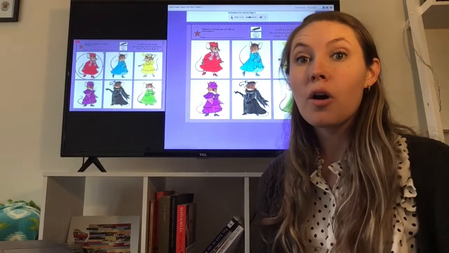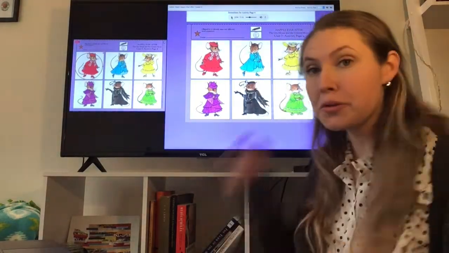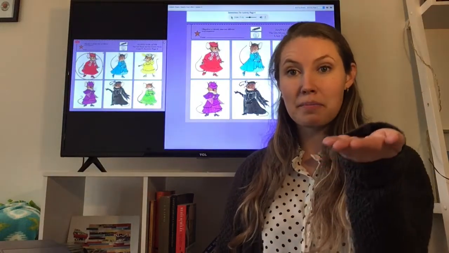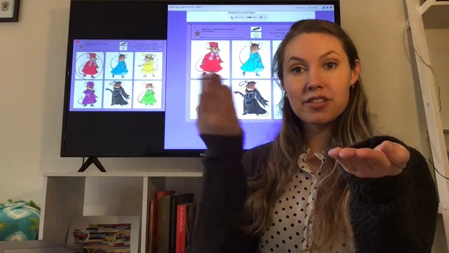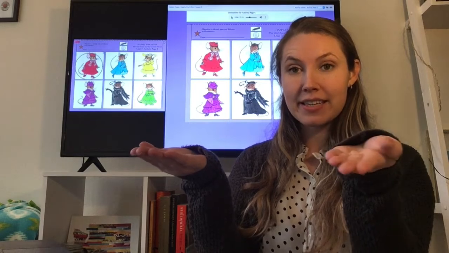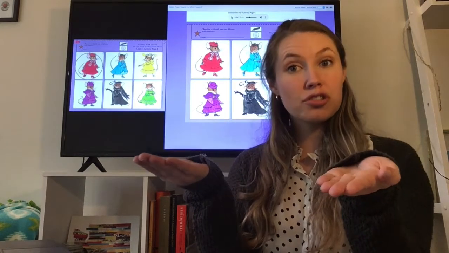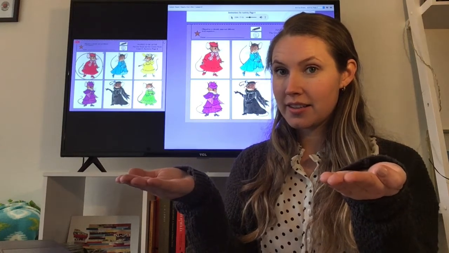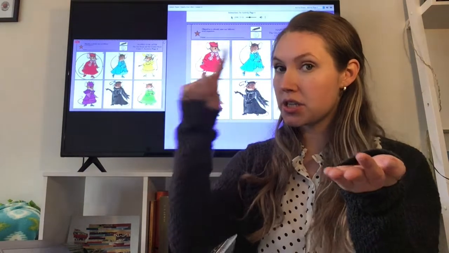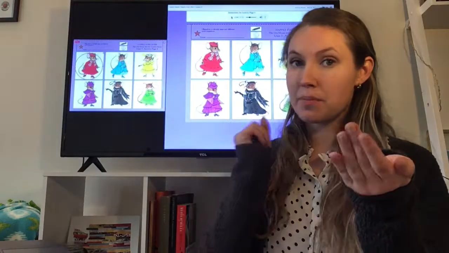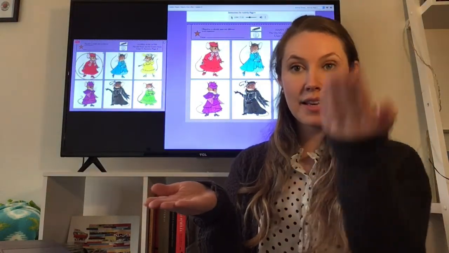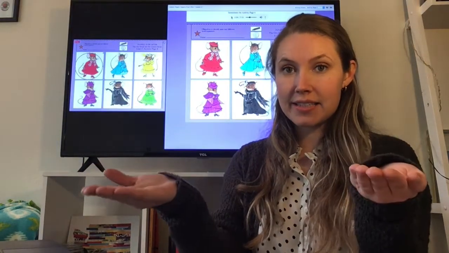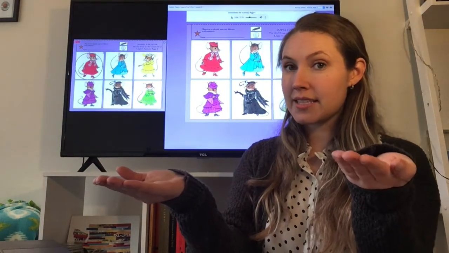Okay, so we're going to think about what the mouse in the blue dress was saying. First, she said, cat, berries. Next, she said, berries, cat. Did she say the words in the same order? If she did, we're going to circle her. If she didn't, we're going to put an X over her. Cat, berries, berries, cat. Were they in the same order?